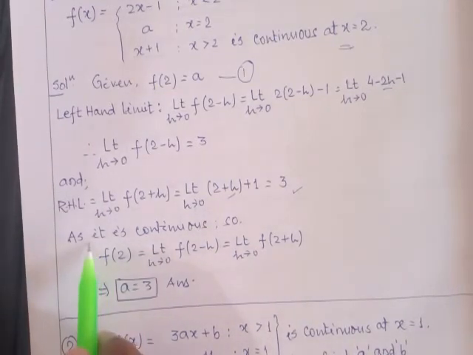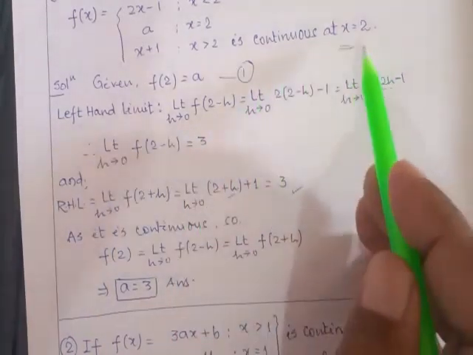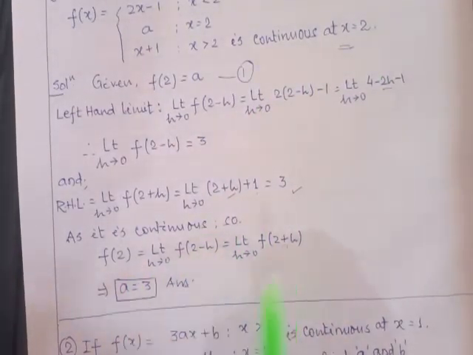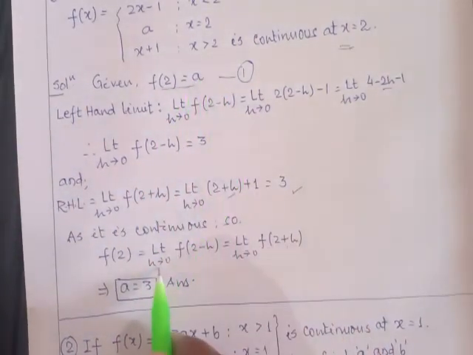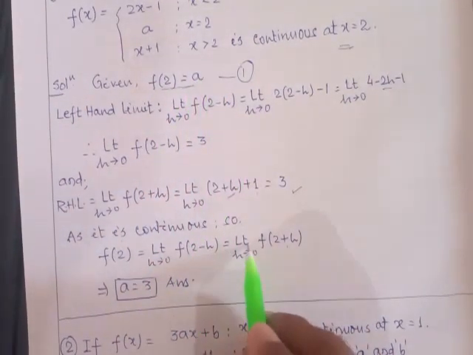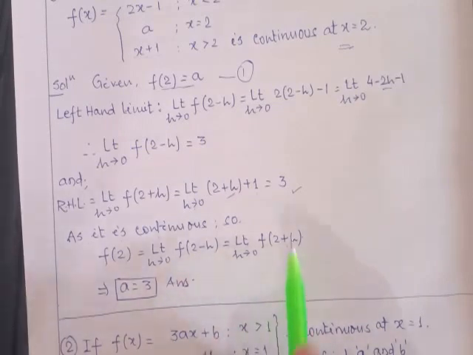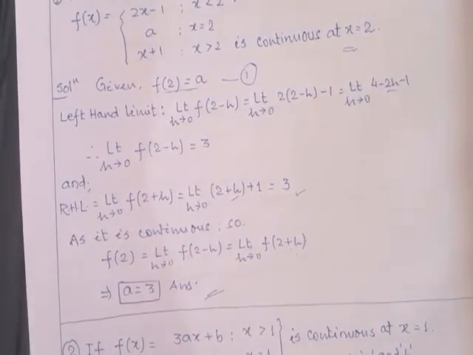Now what is given? The function is continuous at x equal to 2. So all the three values should be equal. So f(2) should equal the left hand limit, should equal the right hand limit, which means a is equal to 3. That will be your result.